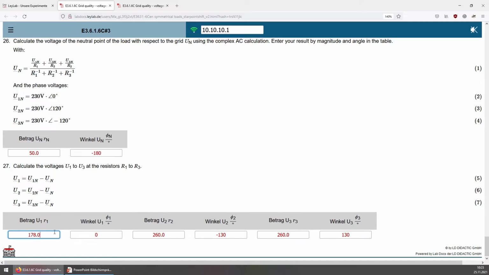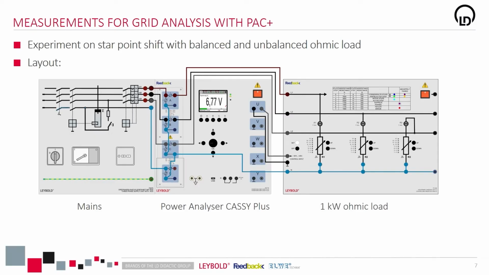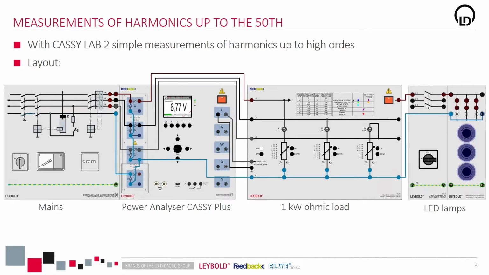Okay, so far for the experiment on the neutral point shift. Let me close this and come back to my presentation. On the next experiment, I want to show you how we can measure harmonics up to the 5th harmonic with CASSY Lab 2.